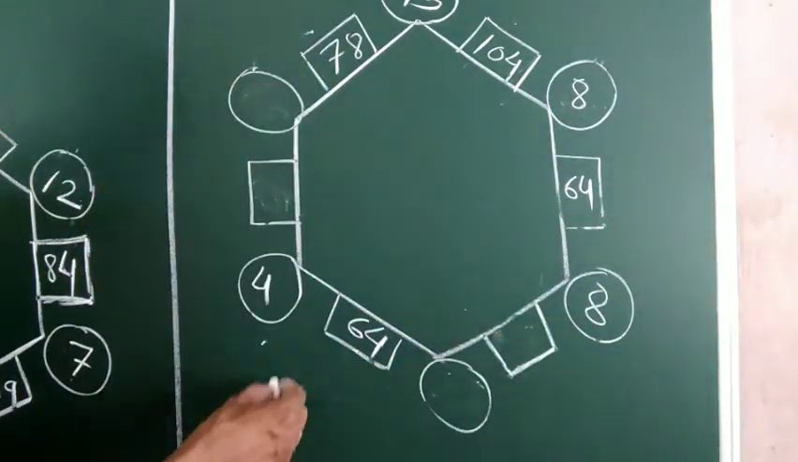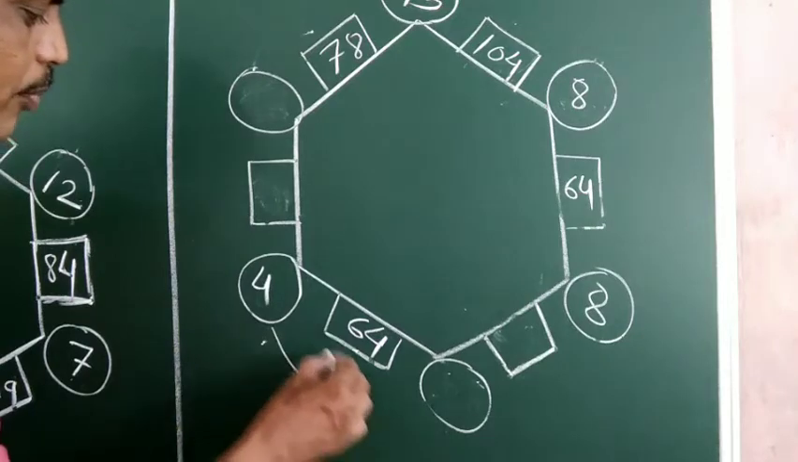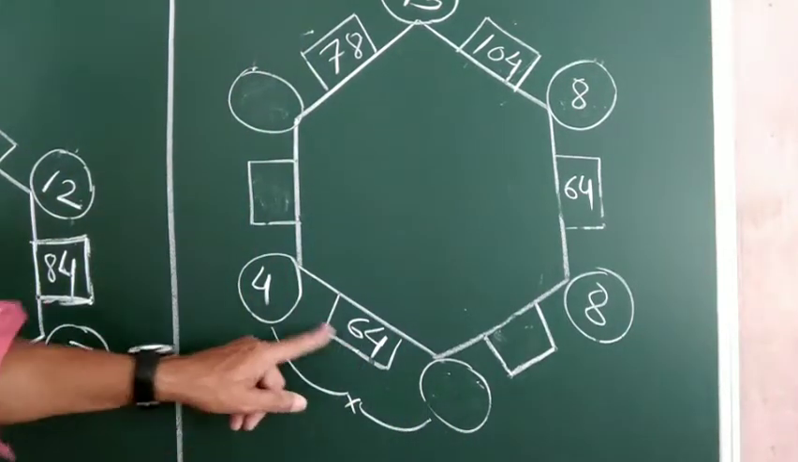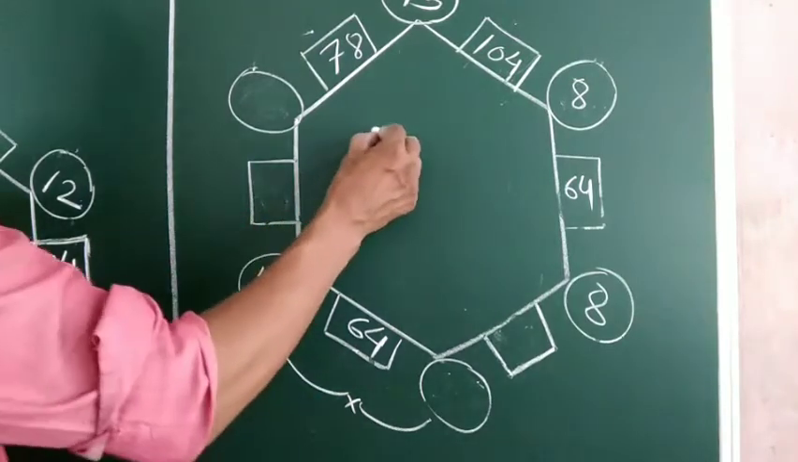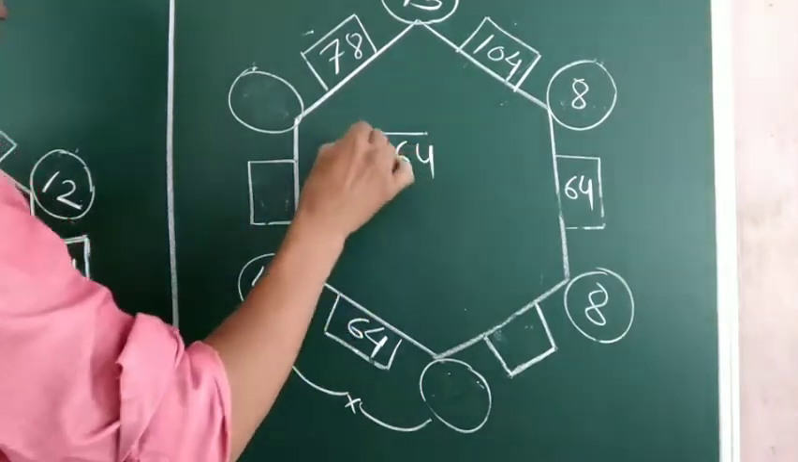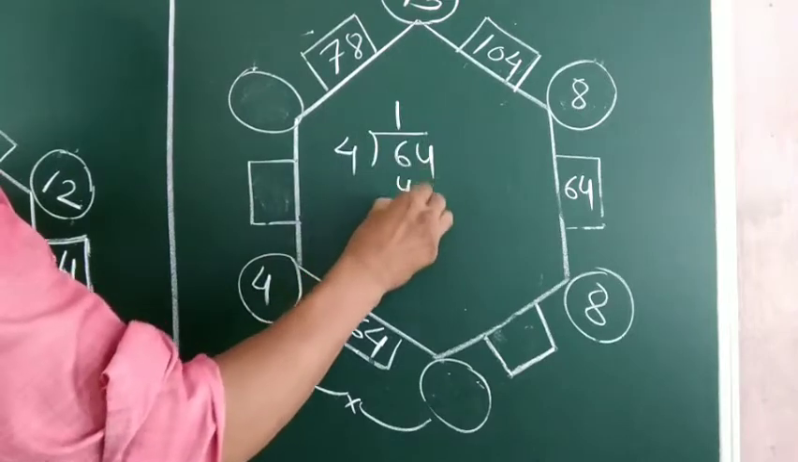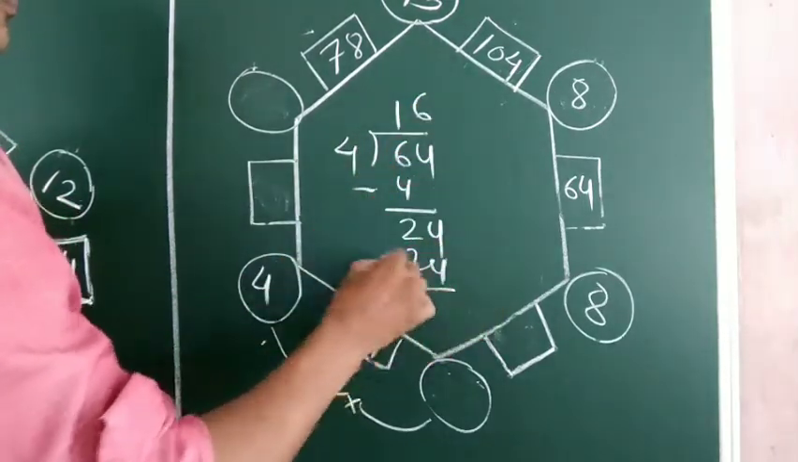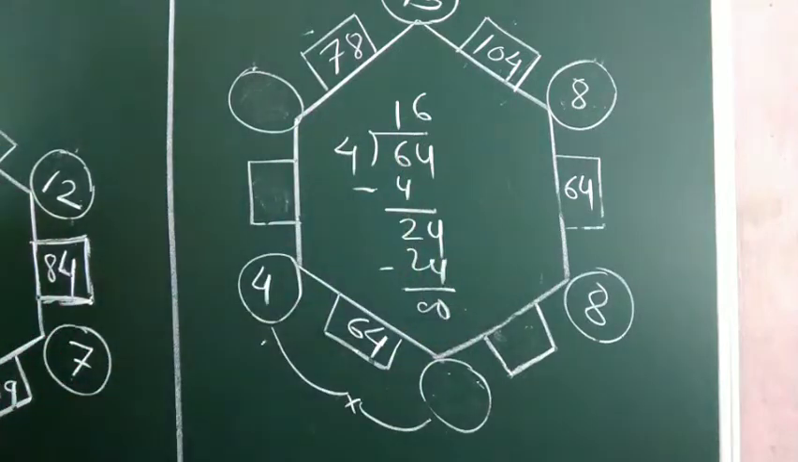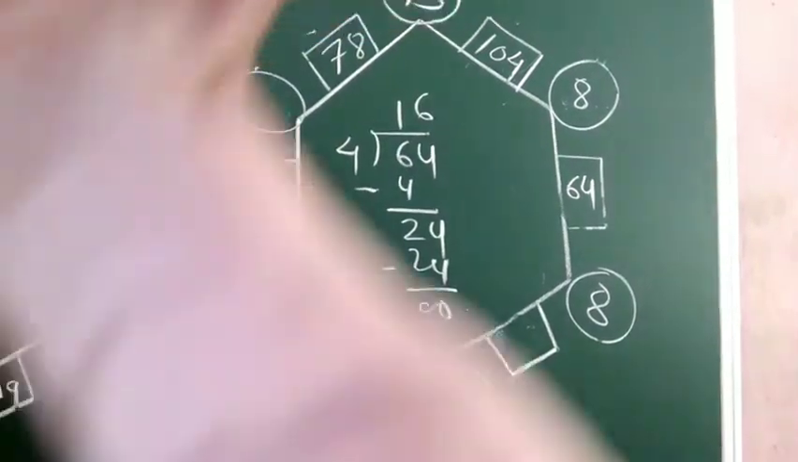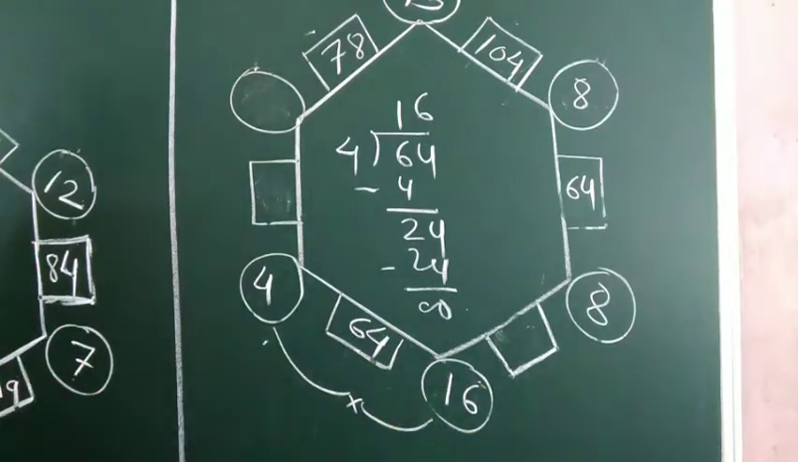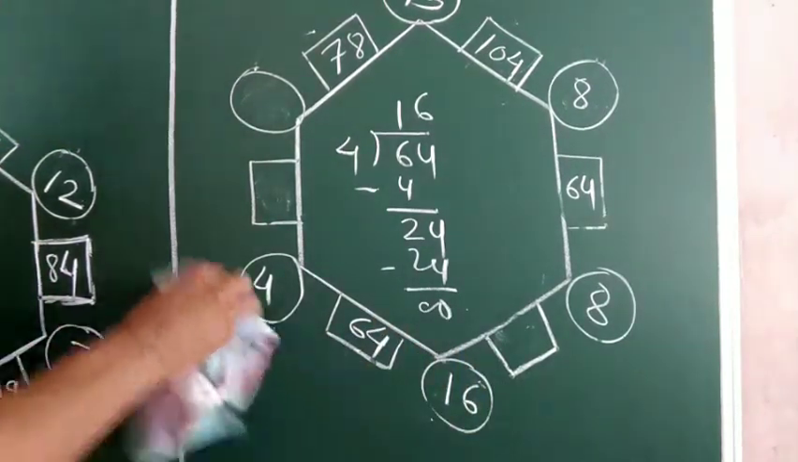So see, first of all we will do this one. Number 4 into this number is equal to 64. 4 into what is 64? तो क्या होगा यहाँ पर देखिए. ये 64 है. Divide by 4 कीजिए. 4 ones are 4. Then see, 4 6s are 24. See, then what we have to do? It is 16.